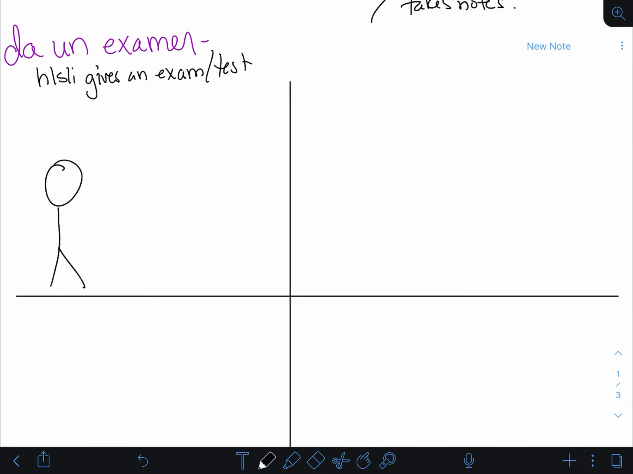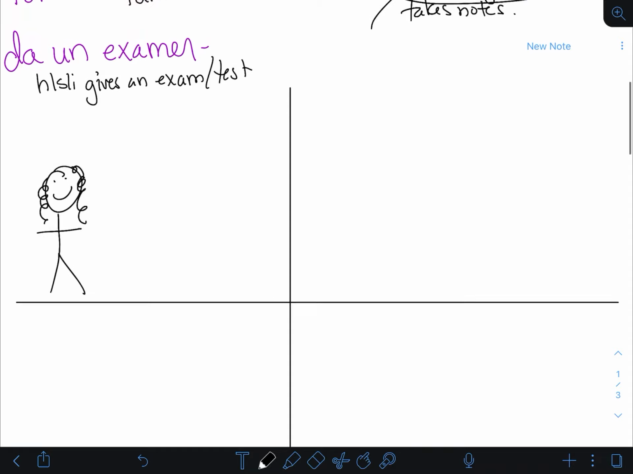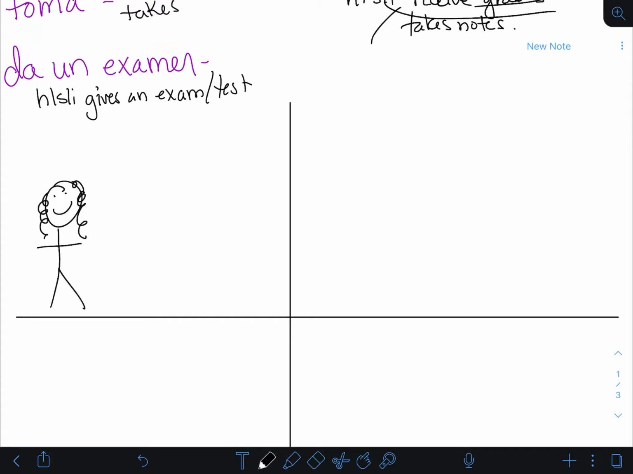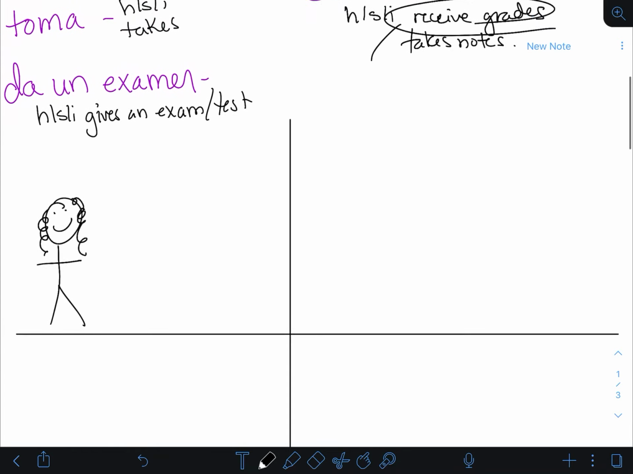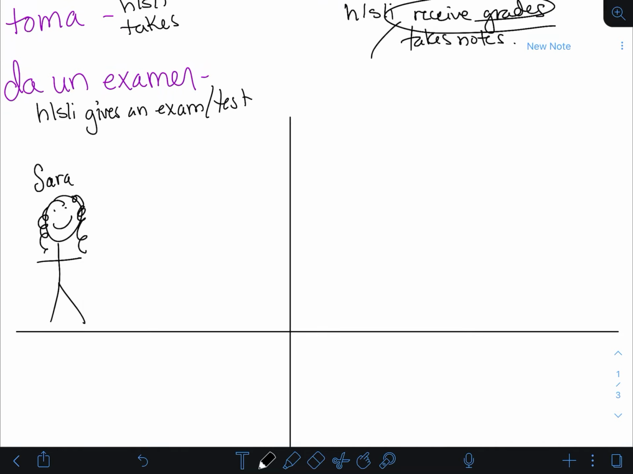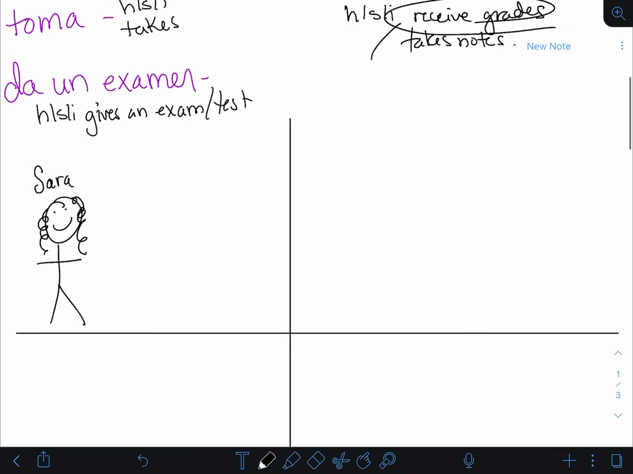Alright, so hay una chica. Okay, hay una chica. La chica es Sarah. Okay. Sara es un estudiante en la escuela de Swan Valley. Okay, so Sara es una chica, tiene pelo negro, ¿sí? Y es un estudiante de Swan Valley.